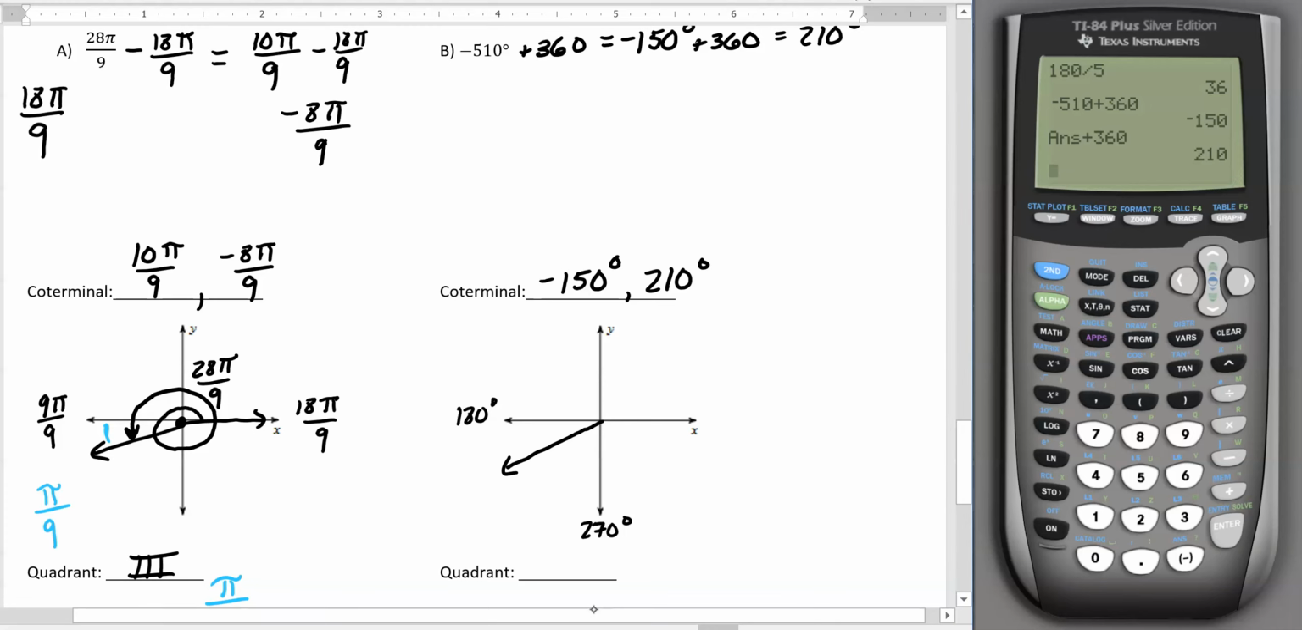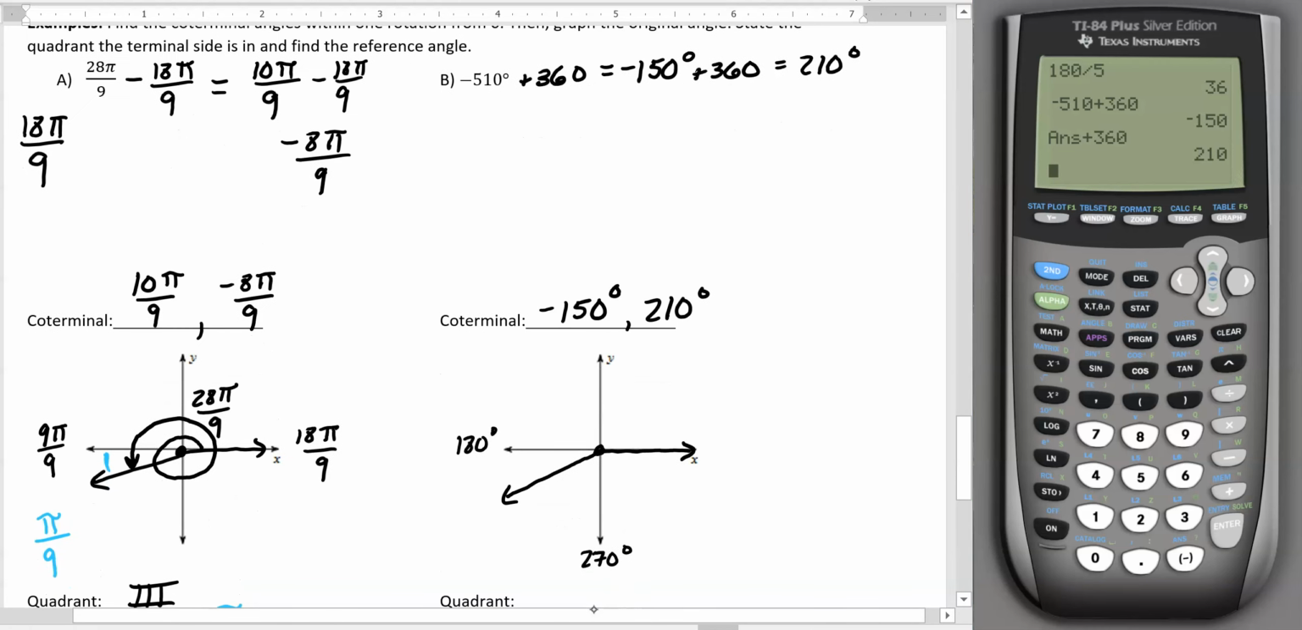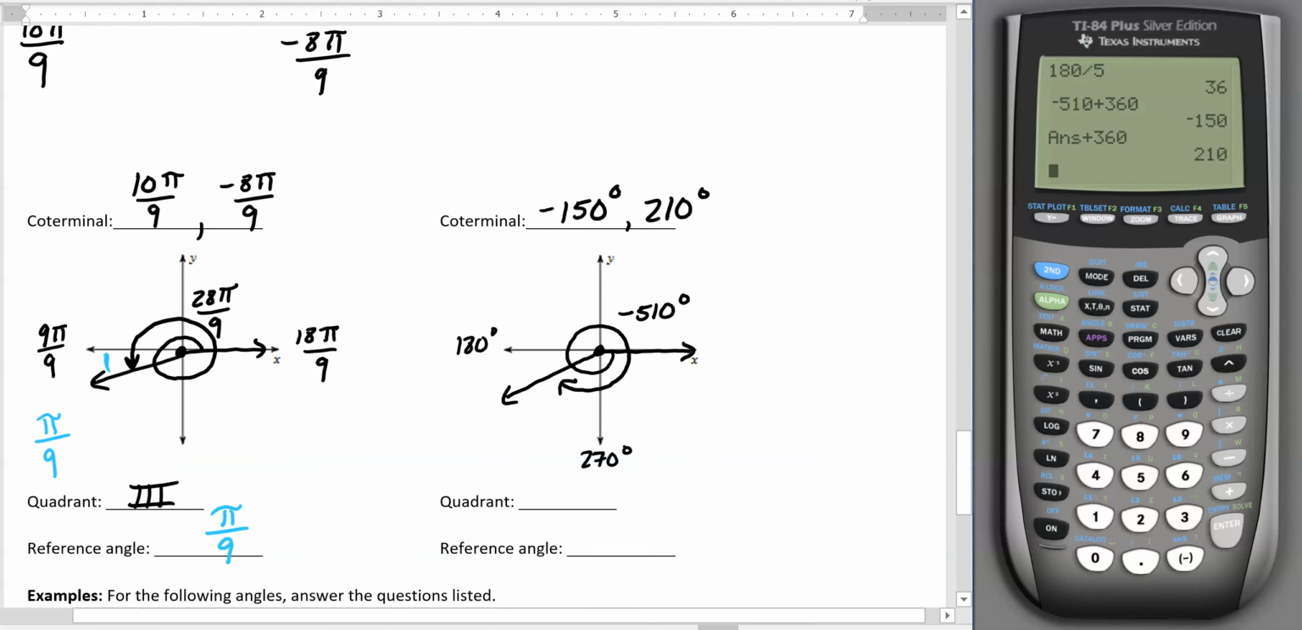However, again, I can use that to graph, but that's not the actual angle I'm graphing. I'm really graphing negative 510 degrees. So if I'm graphing negative 510, I want to have negative rotation. So I'm going to go one entire negative rotation, so that's negative 360, and then I need to go negative 150 degrees more to give me that negative 510. So I would label this negative 510 degrees. I ended in the third quadrant. And remember, I originally graphed that 210 degree angle right here, and 210 is 30 degrees more than 180. So I can tell you this reference angle is 30 degrees.